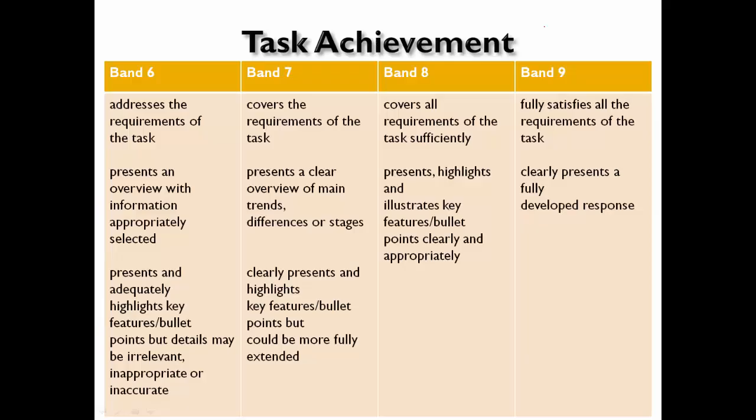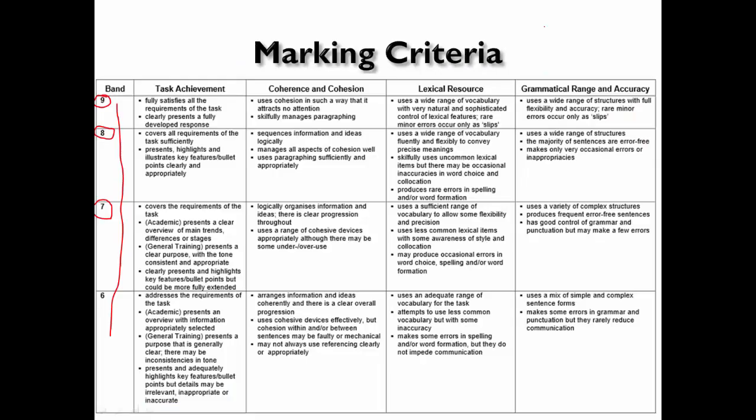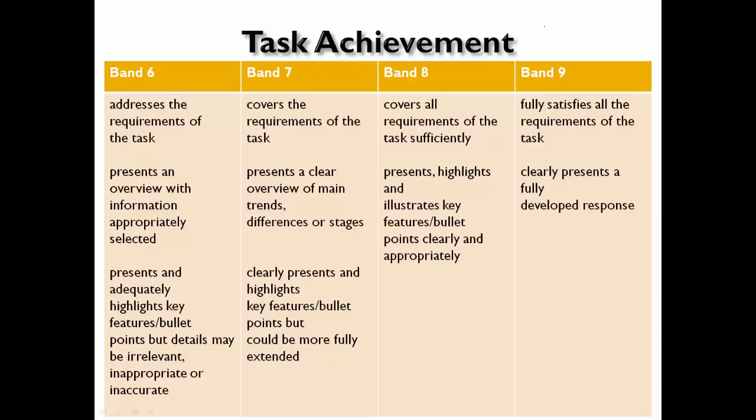So the first one is task achievement. So I've broken this down. I'm using the same language as this, but I just wanted to show you it in an easier to understand format just for task achievement. So this is band 6, band 7, band 8, and band 9. Task achievement is sometimes referred to as task response, and it just means, did you answer the question correctly? So this is one of 4 criteria, and this criteria judges your ability to answer the question.